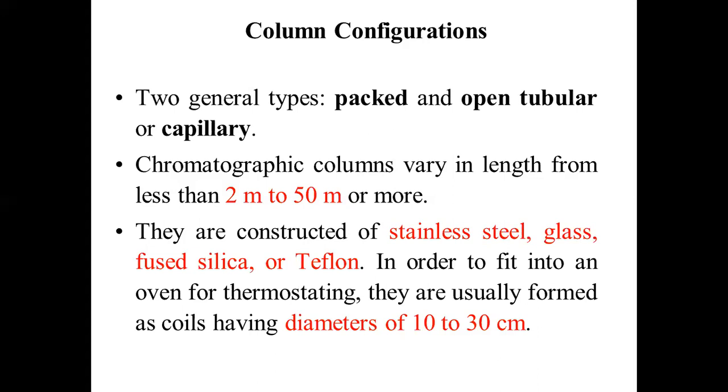If we go to the column characteristics in gas chromatography, mainly two types of columns will be employed. The first one is the packed column, and the second one is the open tubular or capillary column. More commonly, they are called capillary columns. If you compare the dimensions of packed columns with open tubular or capillary columns, these two columns will have different dimensions. Dimensions in the sense of length, internal diameter, or external diameter, whatever it is. These dimensions will vary.